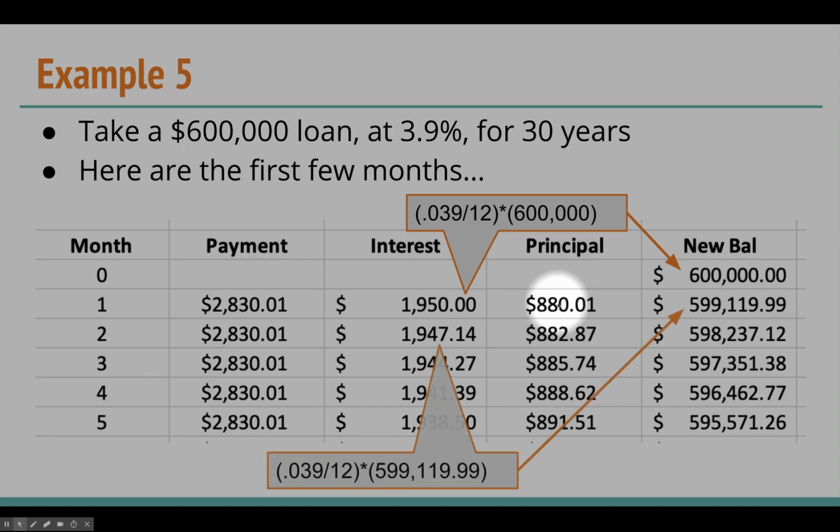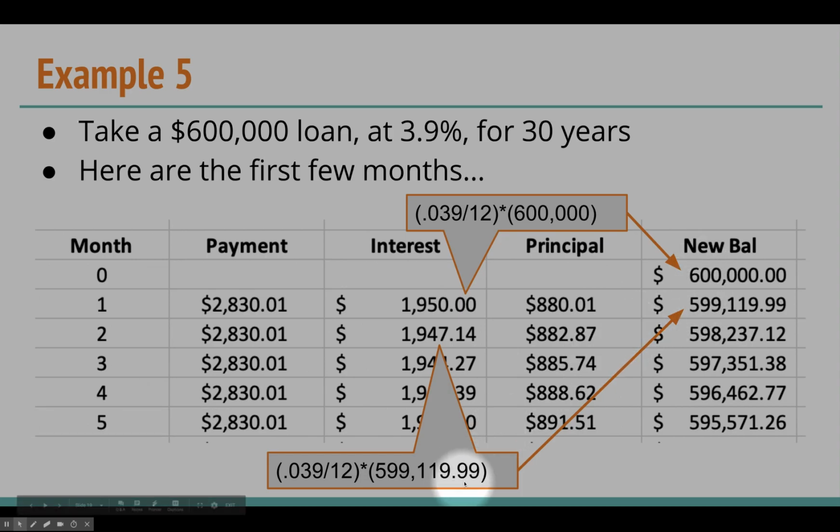And if you go down to row 2, for example, and you look at how the interest is now a little bit smaller, it's now only $1,947.14. The reason that it has reduced is because you are now paying interest on a lower balance. So the new balance that you're starting with in month 2 is only $599,119.99. So you're only paying interest on this now, not the $600,000 you started with.